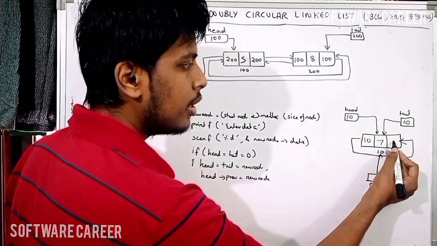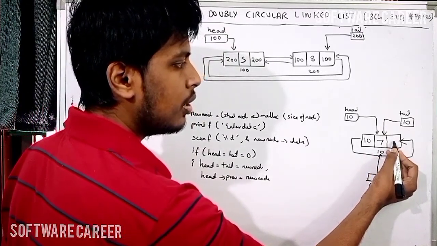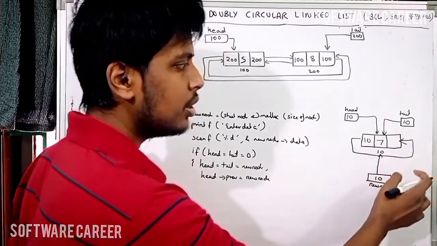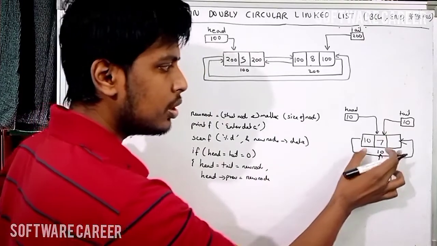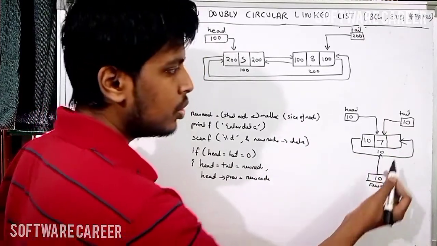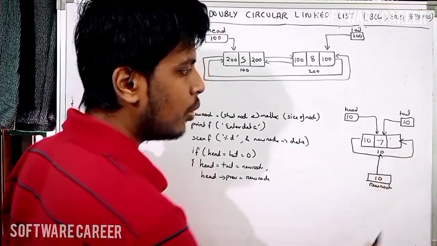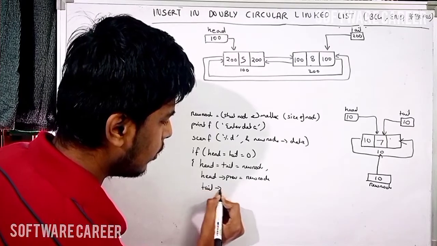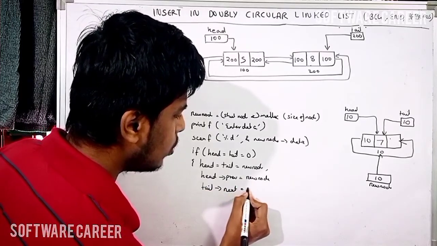Now this is the next pointer. In this next pointer I should store the address of the next node. This is the last node, so the next node of this is the first node. So this is also the first node. The address of first node and last node is 10. So I should store 10 over here. So how can I store? See here. tail next equals newnode.